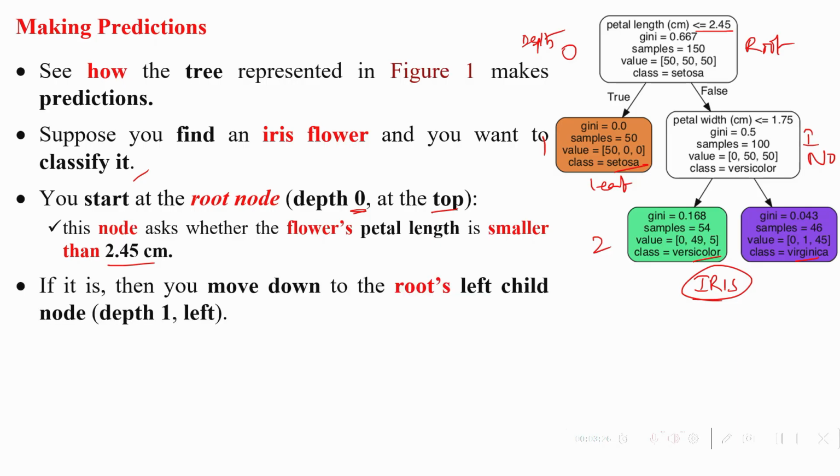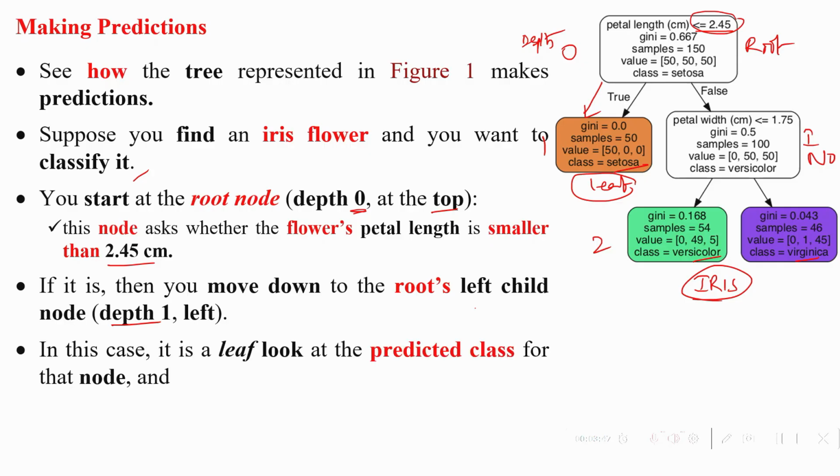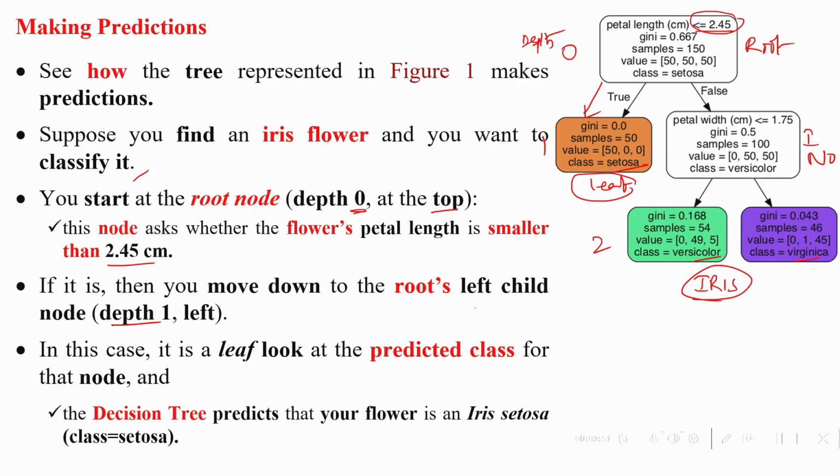If it is true, then we move to the left child of the root node, which is at depth 1. So if the condition is true, we move to the left of the root node. Okay, we have reached a leaf node. This leaf node predicts the corresponding class label, and the decision tree predicts that your flower is an Iris setosa.